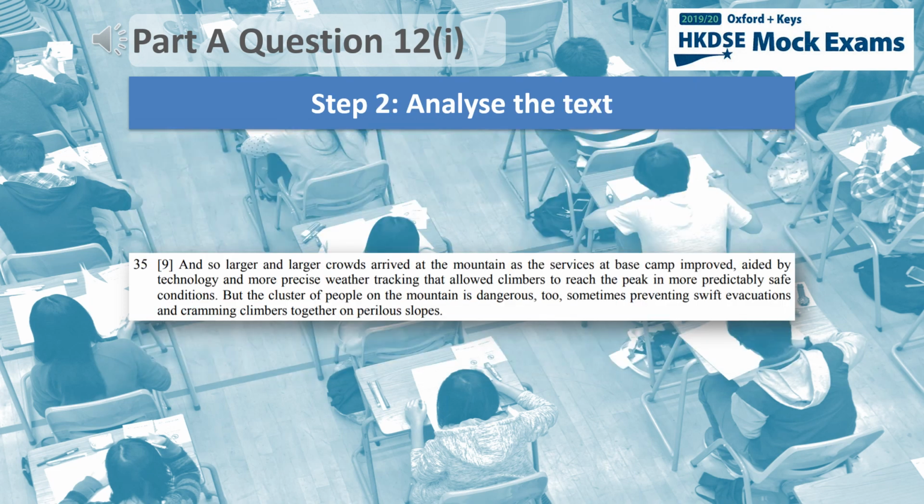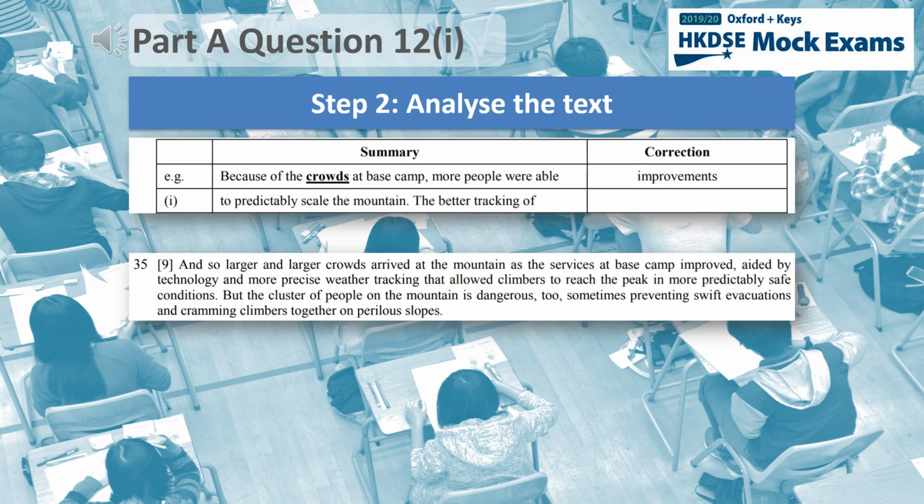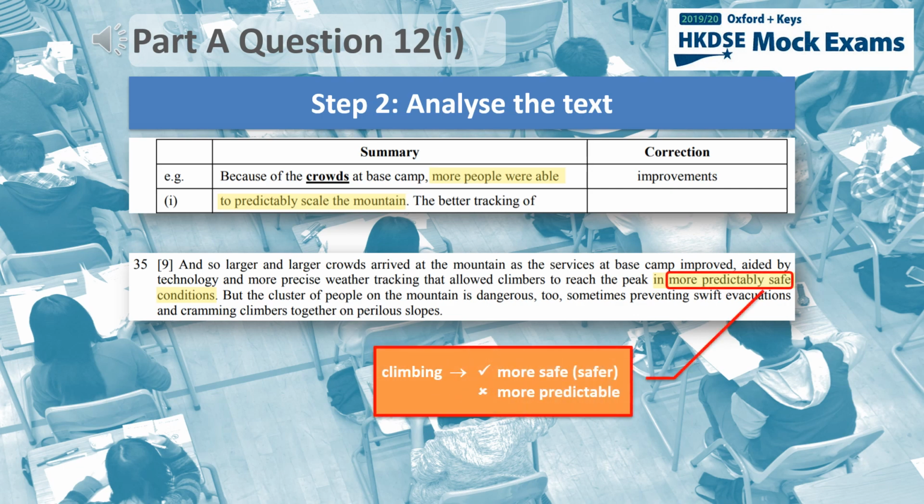In lines 36 to 37, you can find the phrase, allowed climbers to reach the peak in more predictably safe conditions. This is quite similar to the wording of the first line in the summary. Let's compare the text to the summary. The summary says, more people were able to predictably scale the mountain. However, the text says they were able to do this in more predictably safe conditions. The point the writer is making is that climbing the mountain was more safe, not that it was more predictable.